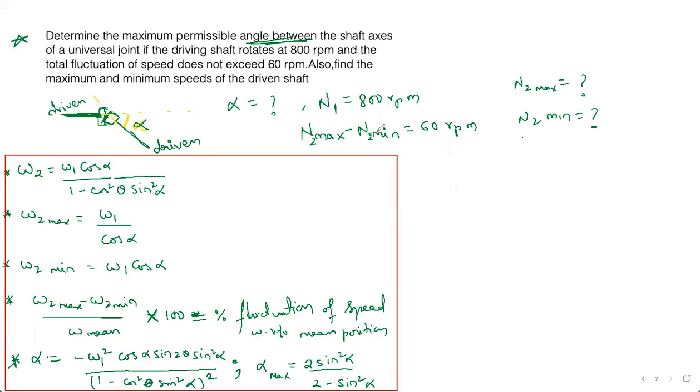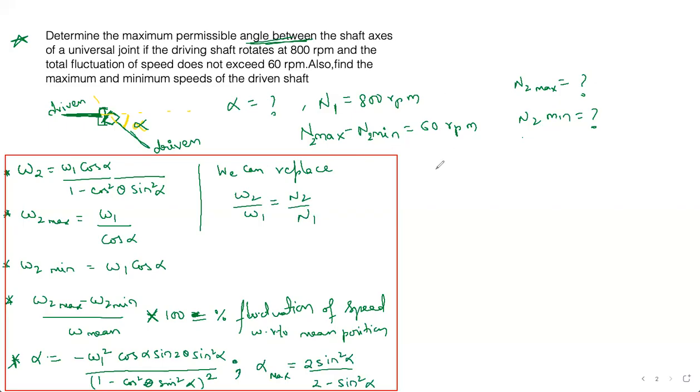Yes, N2 max minus N2 minimum is given. So these things also can be written. Instead of omega 2, omega 1, whenever you have these two in the same formula, like in a single formula, you can replace it with N2 and N1. We can replace only if there is a ratio. Remember, only if you have the ratio omega 2 by omega 1 is equal to N2 by N1, you can replace it anytime. No need to convert it.